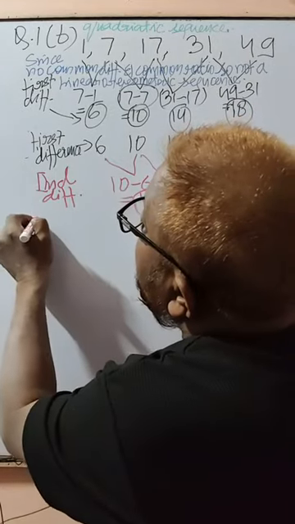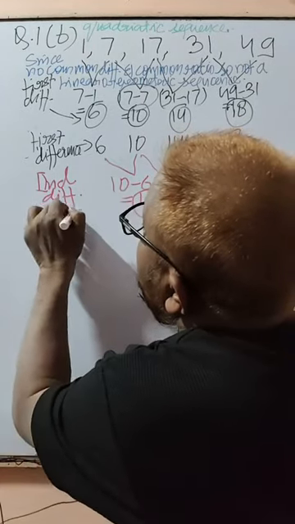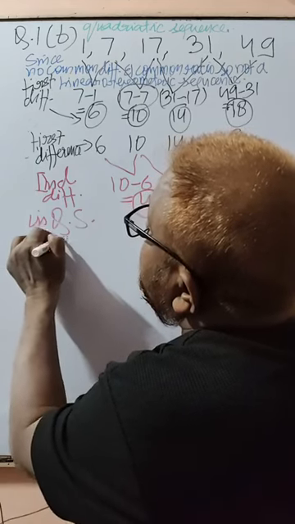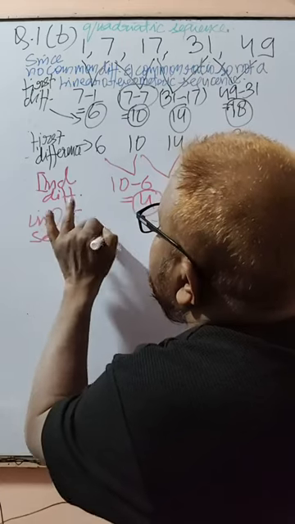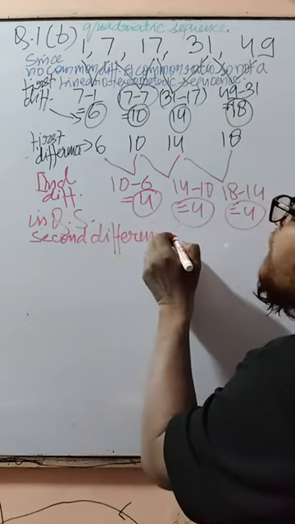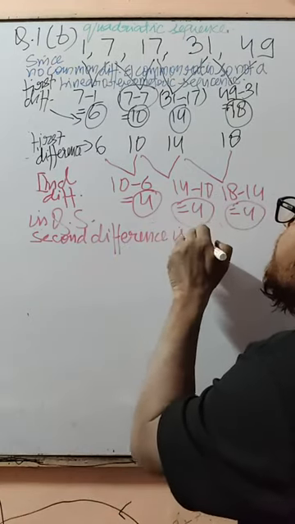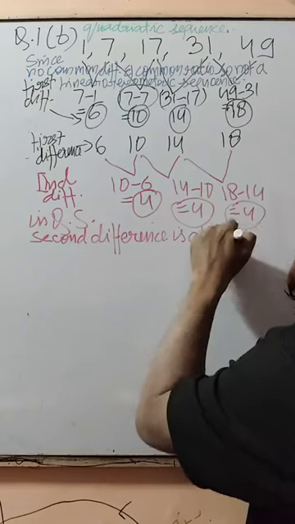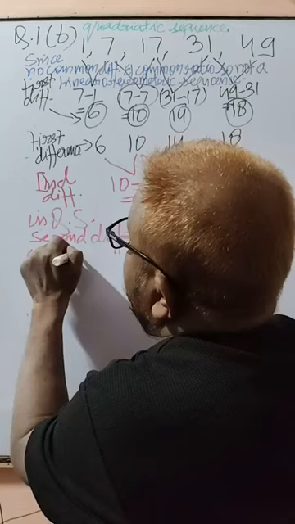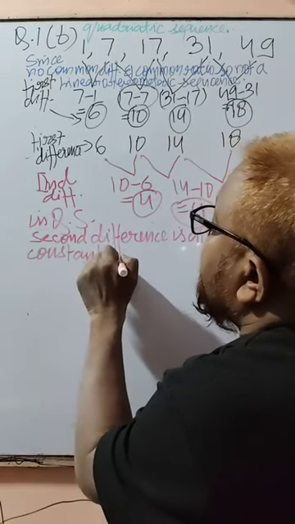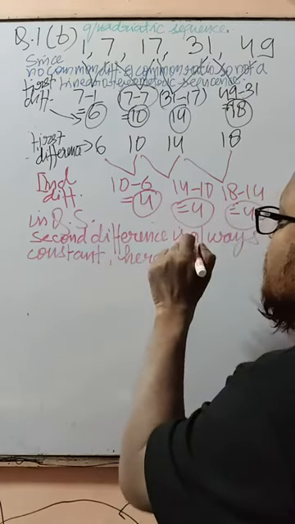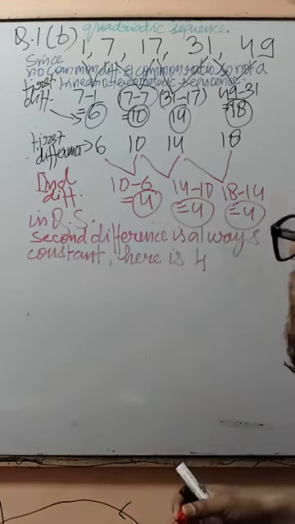In a quadratic sequence, the second difference is always constant. And here it is 4, right?